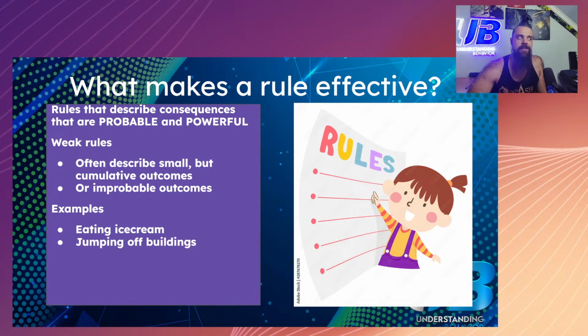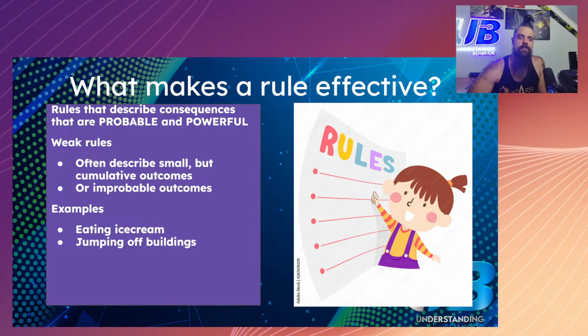So I have the eating ice cream example. Again, this is a weak rule. It describes a really small but cumulative outcome. Each bite of ice cream, it's going to take a lot of bites to notice this on my body. So we'd call that a weak rule. It doesn't really control my behavior.